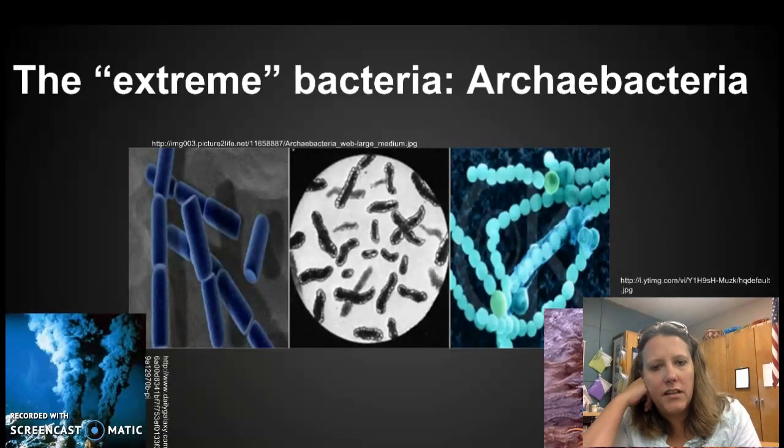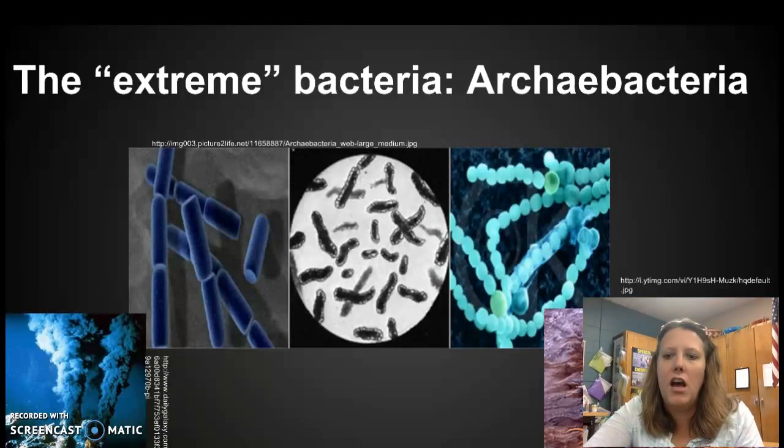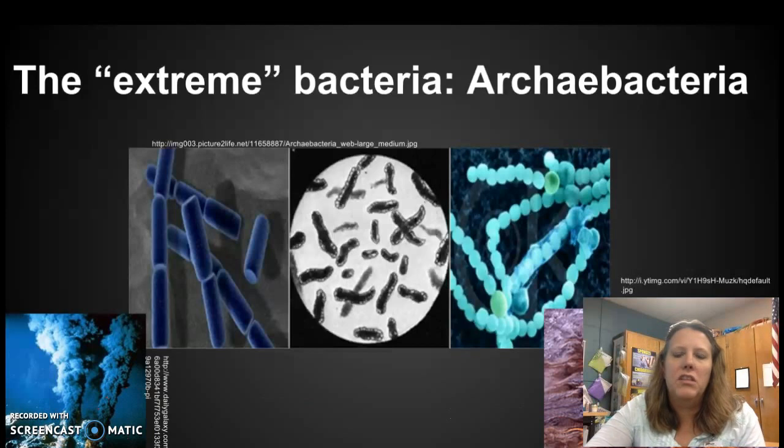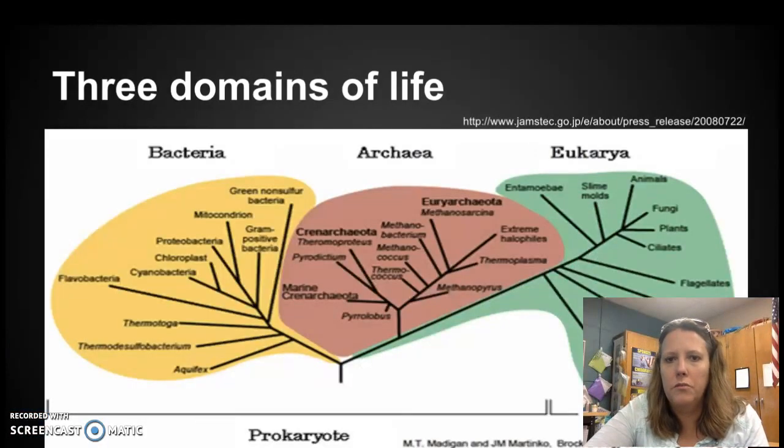There are some extreme bacteria out there. They don't tend to affect us at all, but they can live in some pretty amazing environments. They can live in the hot springs in Yellowstone. They can live deep in the ocean next to volcanic vents that are spewing out hot water. They can live in really salty or really cold environments, and they're called archaebacteria, and that's another kind of prokaryote.